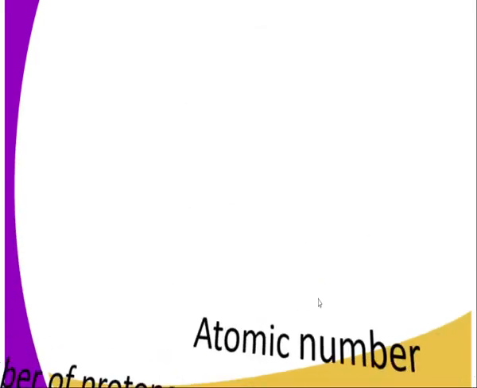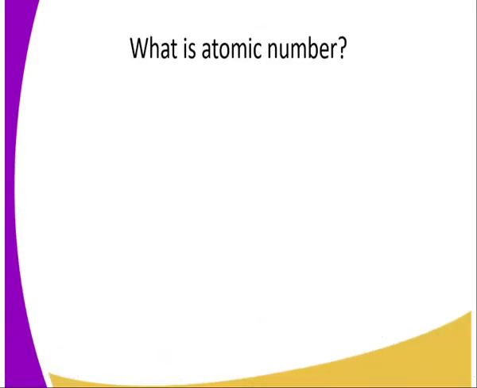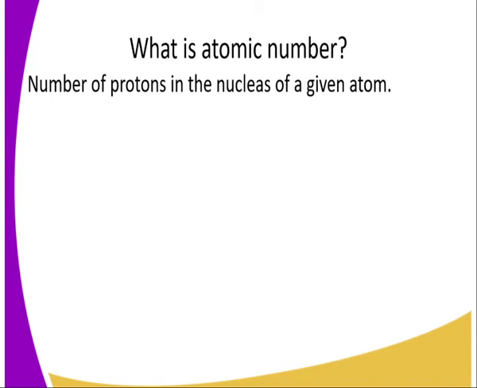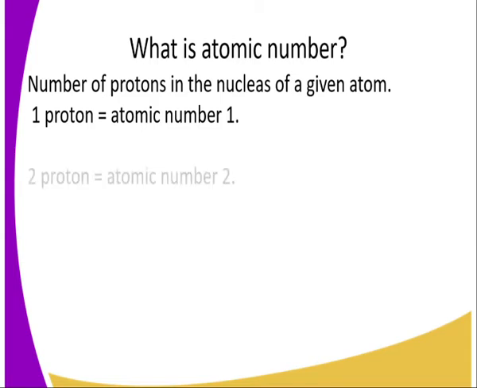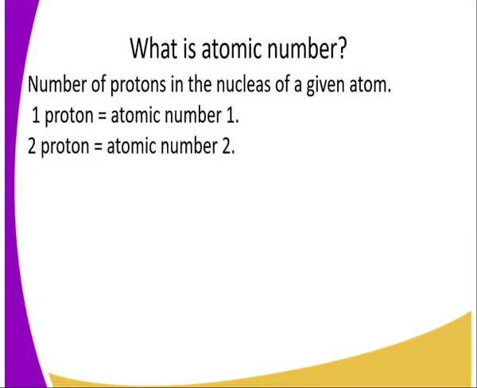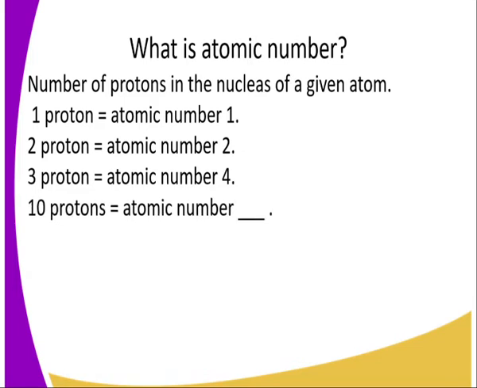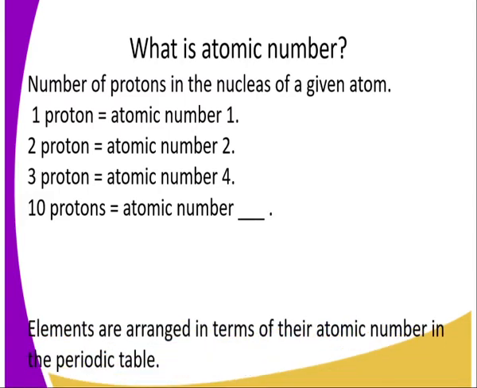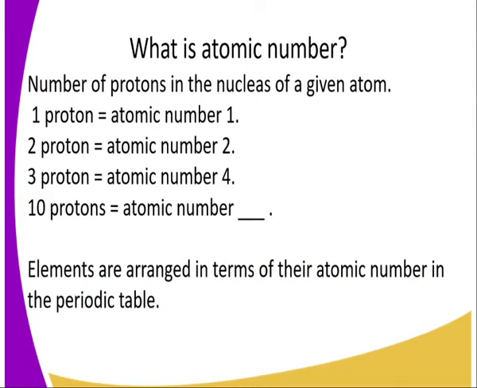1, 2, 3. Okay, so what is atomic number? Number of protons in the nucleus of a given atom. If an atom has 1 proton, atomic number 1. If it has 2 protons, atomic number 2. If it has 3 protons, atomic number 3. If it has 10 protons, what is the atomic number? You can give us the answer there. So elements are arranged in terms of the atomic number in the periodic table.